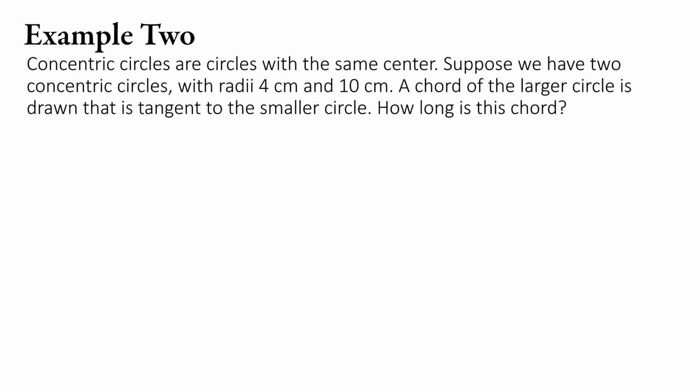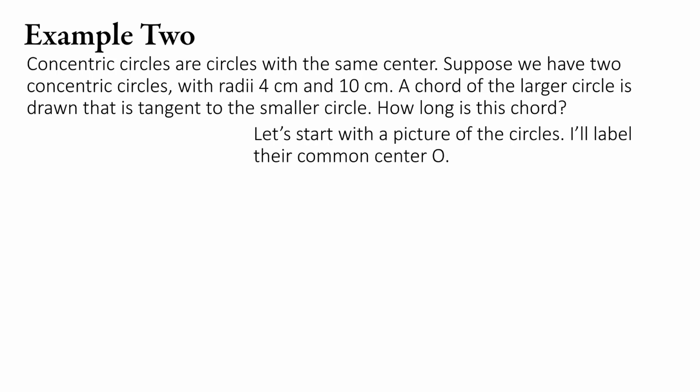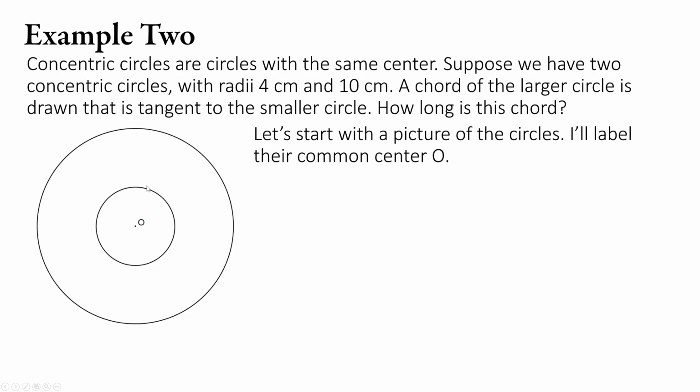My second example. Concentric circles are circles with the same center. Suppose we have two concentric circles with radii of 4 and 10 centimeters. A chord of the larger circle is drawn that is tangent to the smaller circle. How long is this chord? So again, we need to make a picture. Here's our concentric circles. They have the same center. That's what it means for circles to be concentric, with the same center.